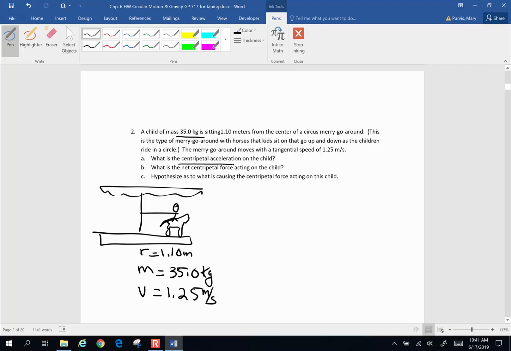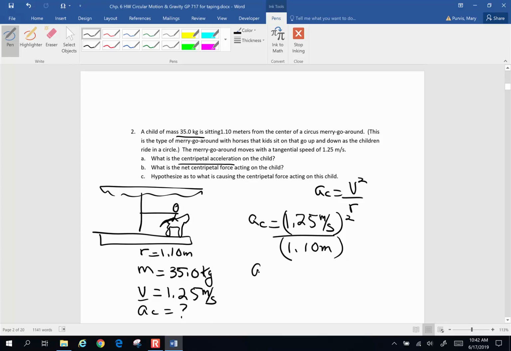All right, what is the centripetal acceleration on the child? So we take a look at what pieces of information we have, and we're looking for centripetal acceleration. Now, equations for centripetal acceleration, we have v squared over r, and we have v, we have r. That looks pretty easy. So v squared is 1.25 meters per second, square that, divided by radius, 1.10 meters. And when I do that, let's grab my calculator, 1.25 squared divided by 1.1, I end up with 1.42 meters per second squared happens to be the centripetal acceleration of the child.